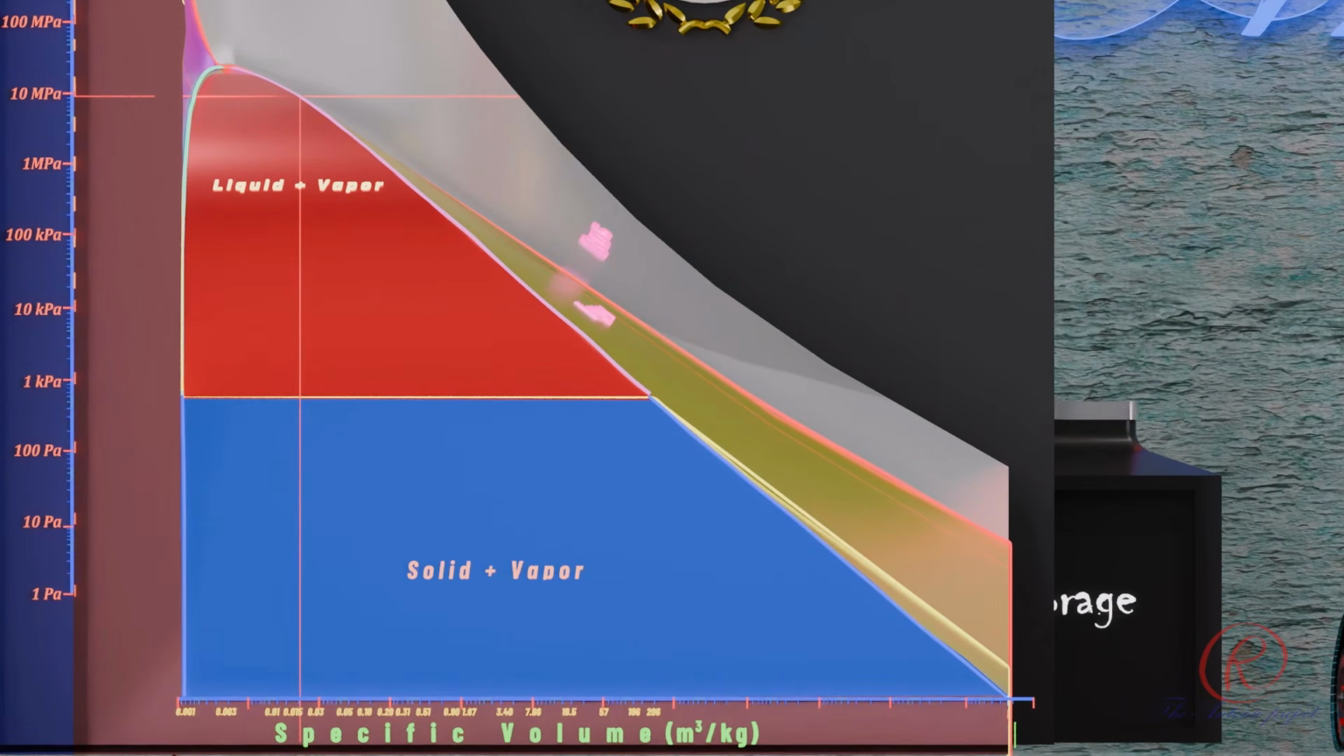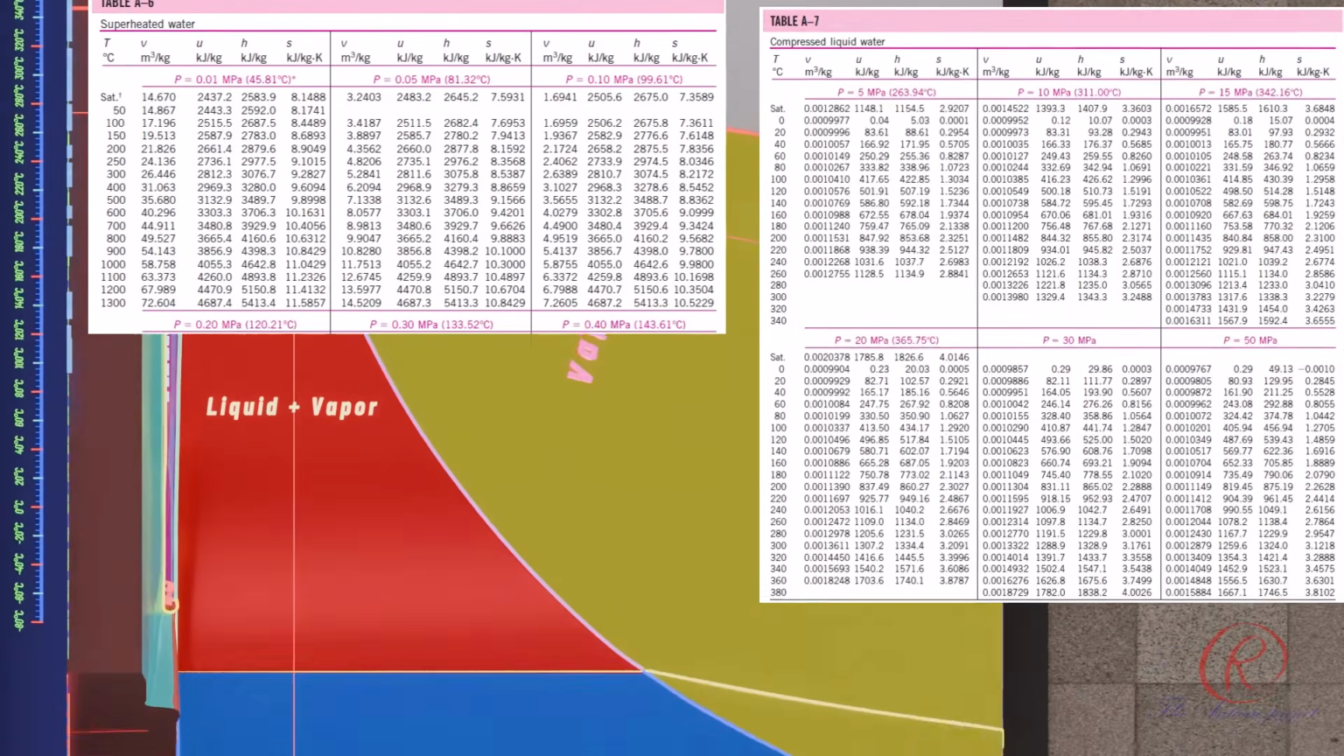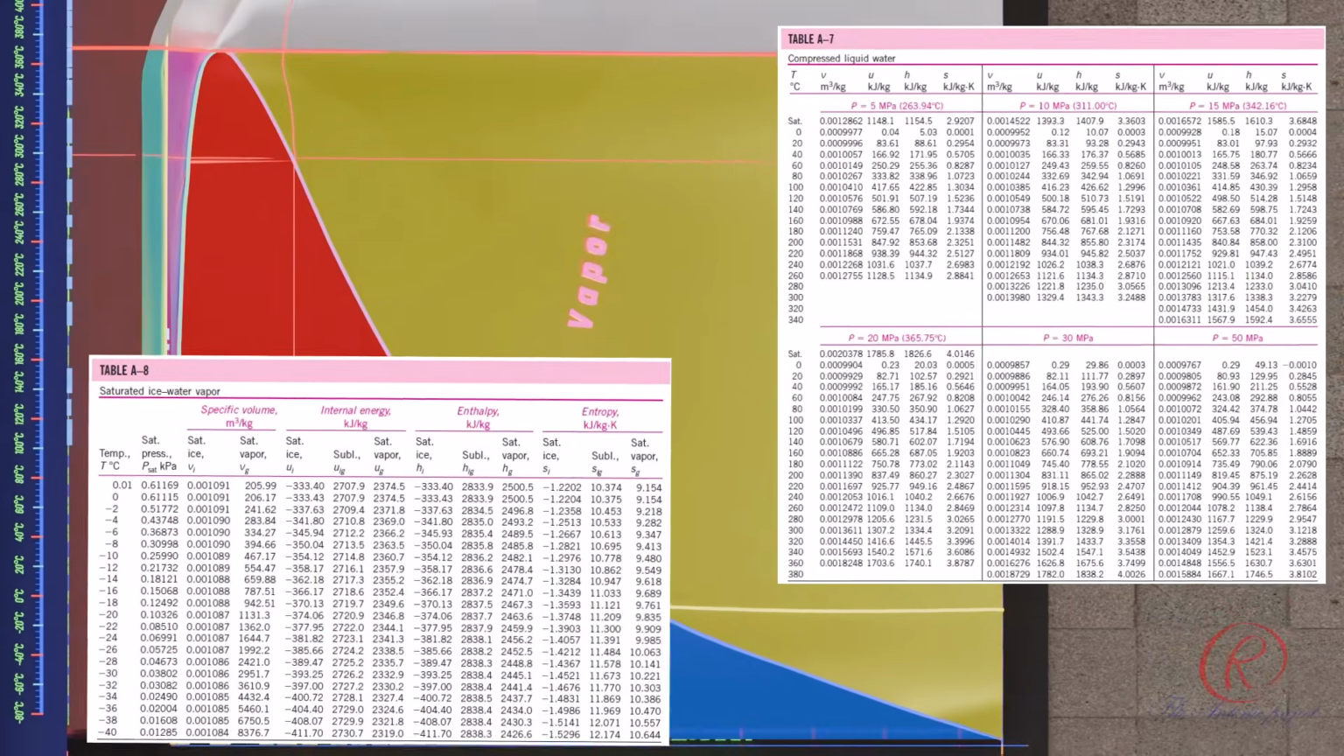For the superheated, subcooled, and saturated ice-water vapor tables, it may be necessary to use interpolation to find the correct values.